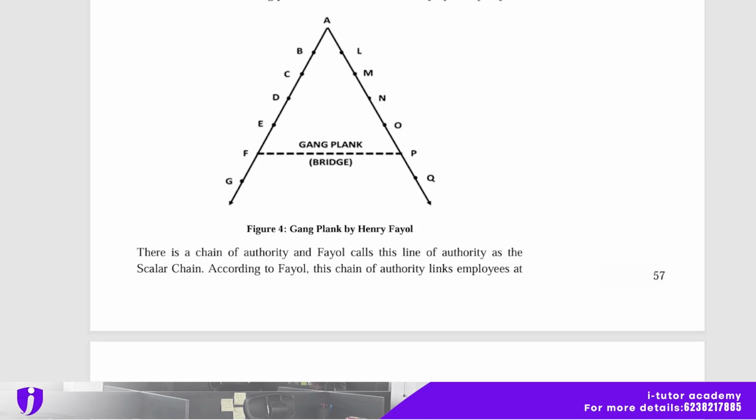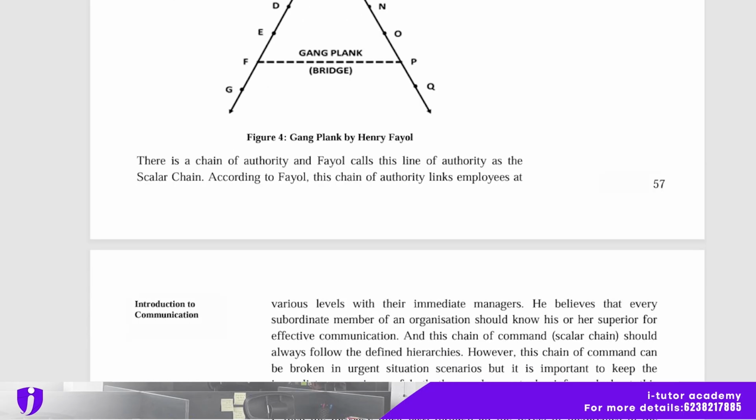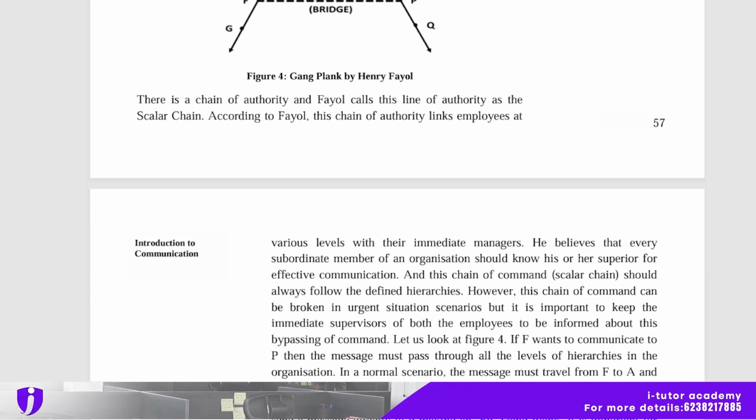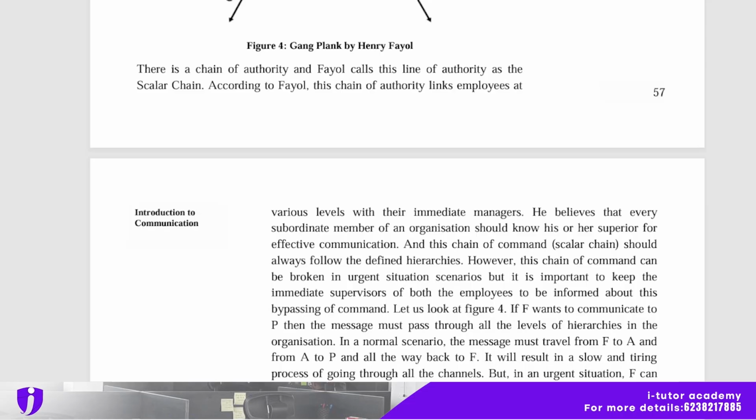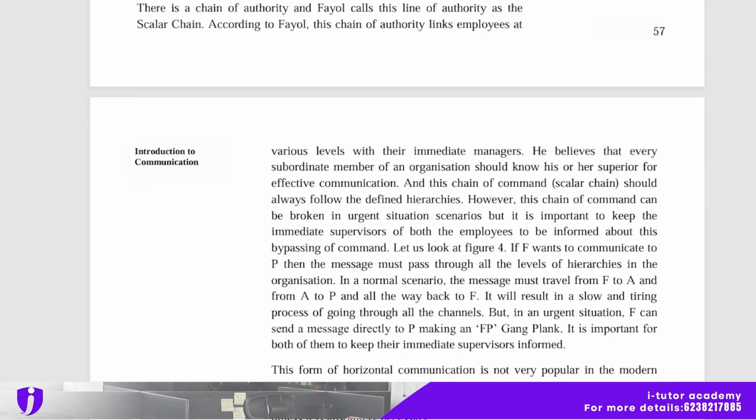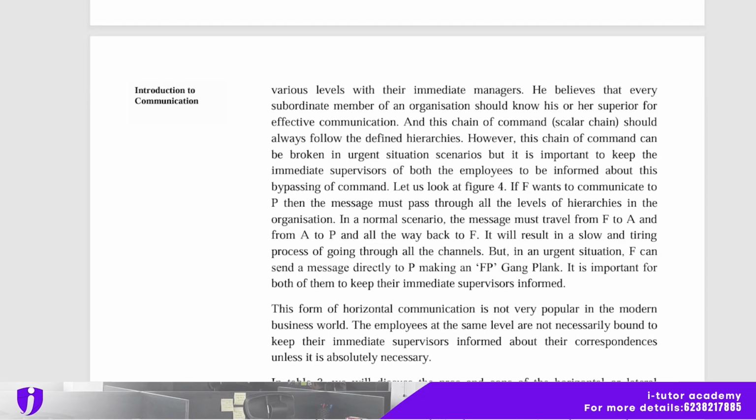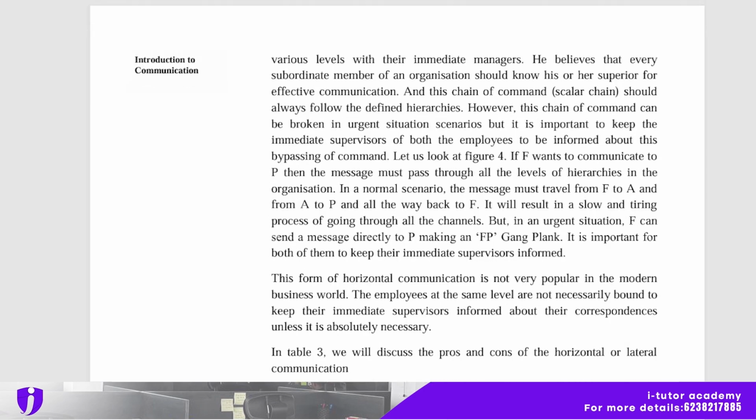So there is a bridge planned by Henry Fayol. There is a chain of authority, and Fayol calls this line of authority a scalar chain. Okay, according to Fayol, this chain of authority links employees at various levels with their immediate managers. He believes that every subordinate member of an organization should know his or her superior for effective communication, and this chain of command should always follow the defined hierarchies. However, this chain of command can be broken in urgent situations, but it is important to keep the immediate supervisors of both the employees informed about this bypassing of commands.